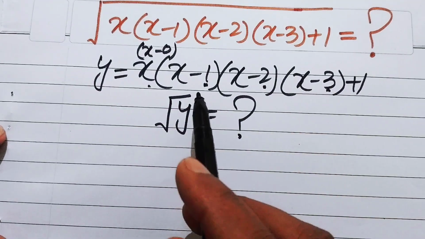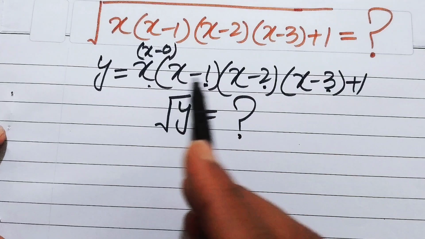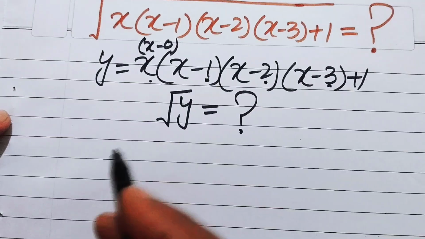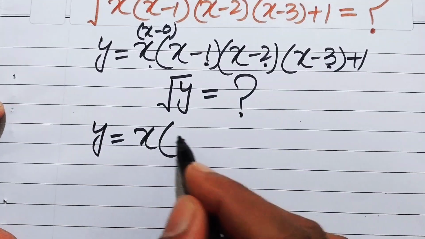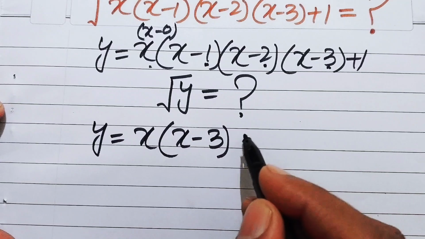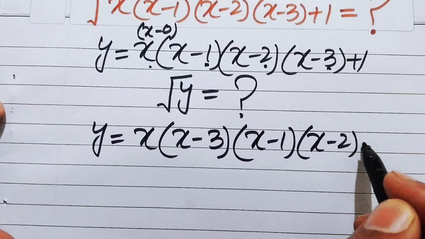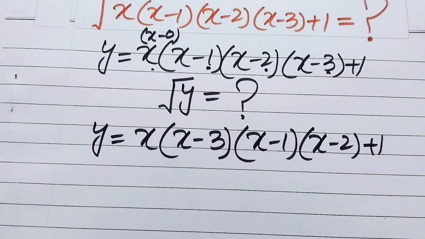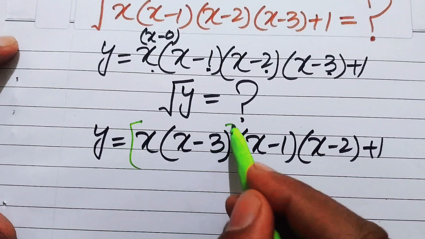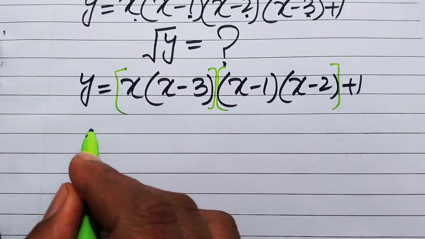So it means that we rearrange the factors in this way. We multiply x by x minus 3 and x minus 1 by x minus 2, so we rewrite the above equation as x times (x minus 3) into (x minus 1) times (x minus 2), and this is our plus 1. Now in the next step we will multiply the first two factors and the last two factors, and we get the output in this way.